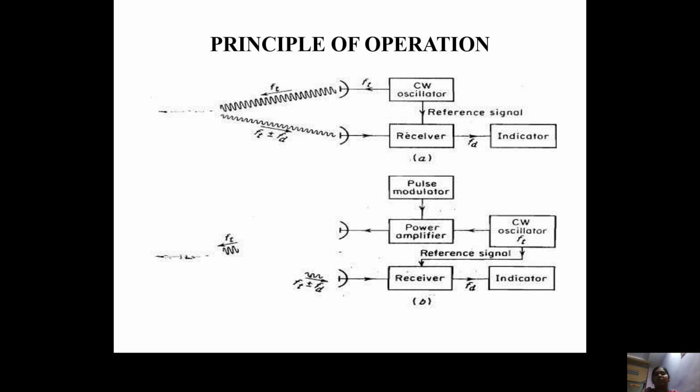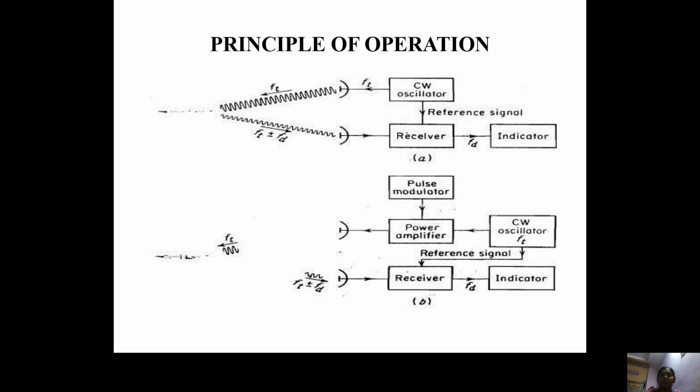Since we have used the pulse modulator, it is known as pulse Doppler radar. Did you understand why the name comes as pulse Doppler radar? Because we are using a pulse modulator here. So let us see the working of this pulse Doppler radar. As we discussed in the continuous wave radar, here also a continuous wave oscillator is present. It transmits the continuous wave signal with the same frequency ft.